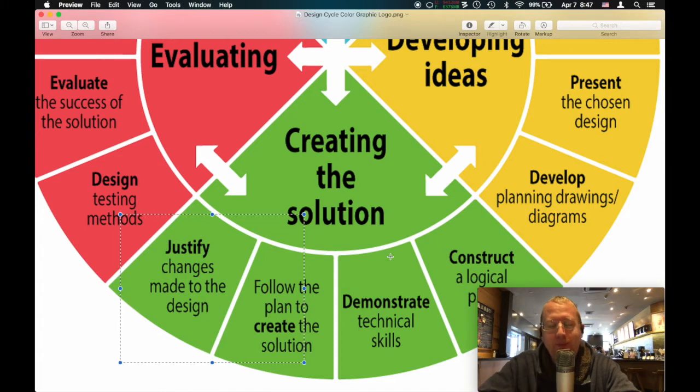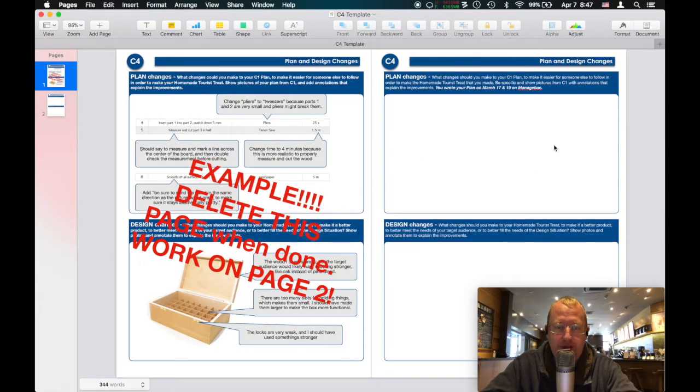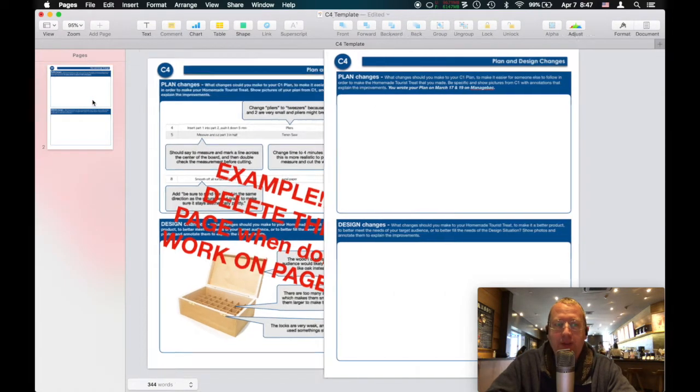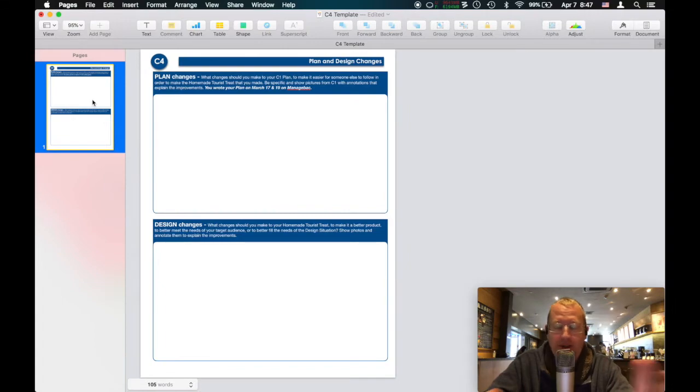So let me explain. I'm going to give you this file that you see here. Notice it has two pages. The one on the left is a template. The one on the left is merely an example. This shows you what I expect to see. The one on the right is for you to actually fill out. So when you download this, look at this example, make sure you understand it, do the work on the right, and then come up to the page's thumbnail in the sidebar and just delete that page. Delete the example. I don't want you to turn that in.